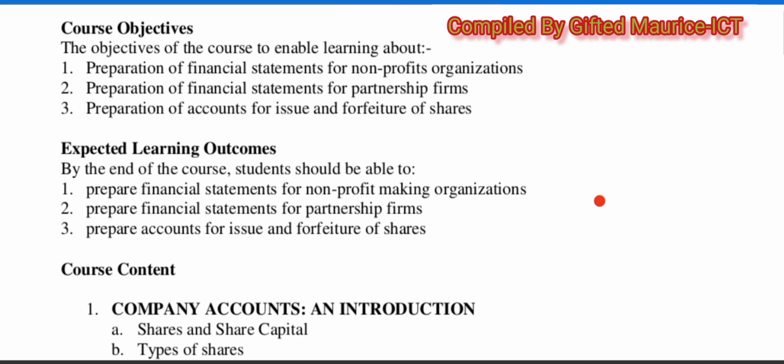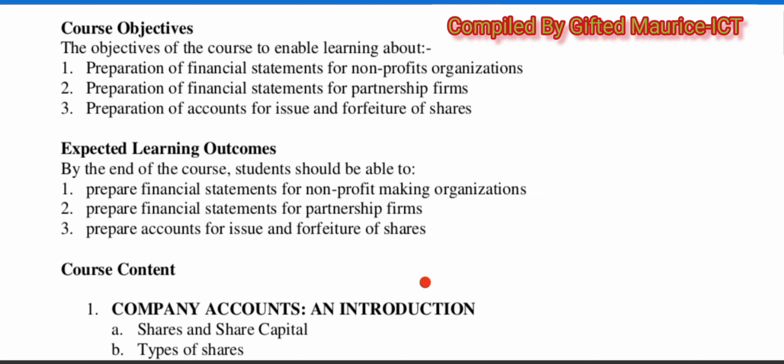And thirdly, learning objective number three is your ability to prepare accounts of issue of shares and forfeiture of shares. Of course, after you then do the cancellation of shares, sometimes the management of an organization may decide to reissue such shares afresh. And therefore, how then do you go about preparing the accounts for the same? So those are our expected learning outcomes, and you can see they are the mirror of the course objectives.